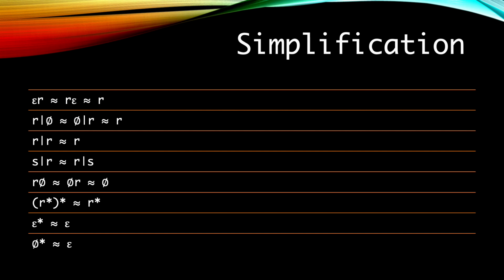0 or more times is just 0 or more. 0 or more empty strings is just the empty string. And this one's a bit tricky, but 0 or more empty sets, if you don't have any empty sets, just 0 of them, then that's just the empty string. And I'm sure you can think of more, but let's go back to our example and see how we can apply some of these.